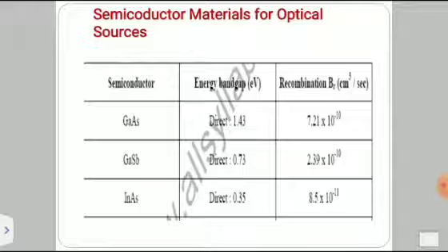The first example, gallium arsenide, is a compound semiconductor made up of gallium and arsenic, and here it is direct. The band gap is 1.43, and the recombination rate is 7.21 into 10 to the power of minus 10. Similarly, GaSb, gallium antimonide, has a direct band gap energy of 0.73, and a recombination rate of 2.39 into 10 to the power of minus 10. And the third one, indium arsenide, has a direct band gap energy of 0.35, and the recombination rate is 8.5 into 10 to the power of minus 11.